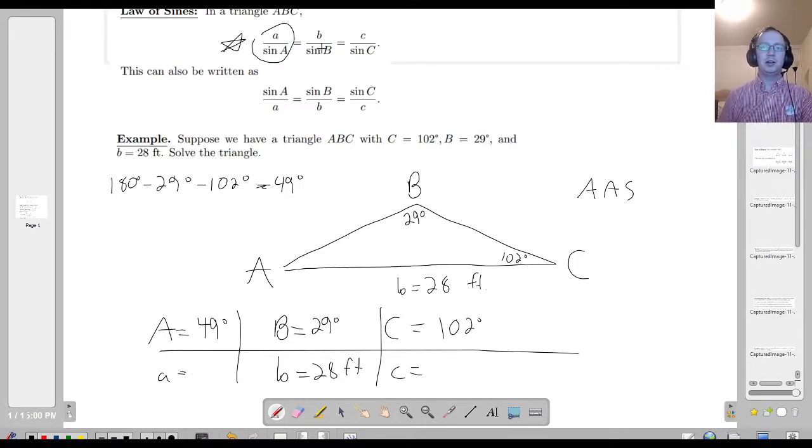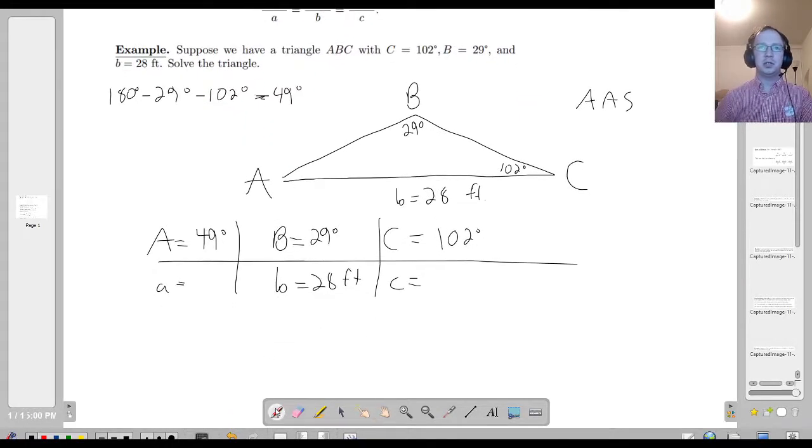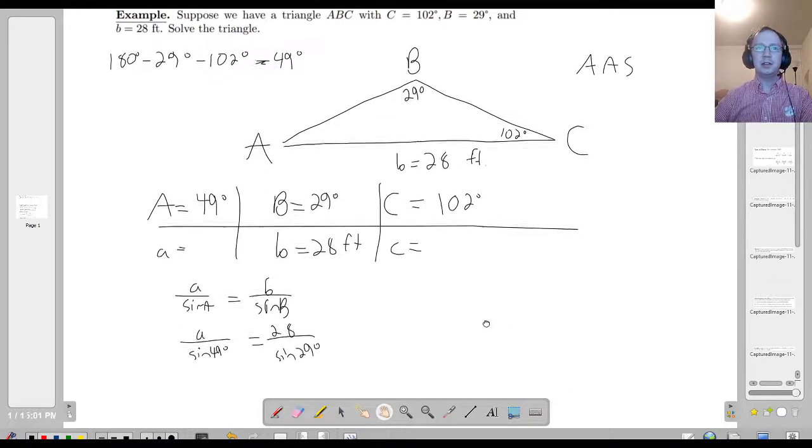I want to see some other set of information where I know everything. For example, if I choose C and big C, I only know one of those two things, so I don't want that. Let's work with B and big B. So I'm going to set up an equation based on that. A over sine A equals B over sine B. Let's fill in everything we know. I don't know little a, but I do know big A. I know little b, and I know big B. If that's my setup, I want to find a.